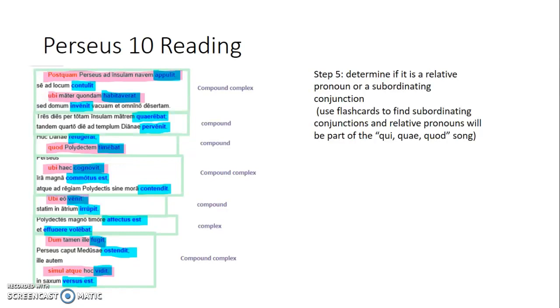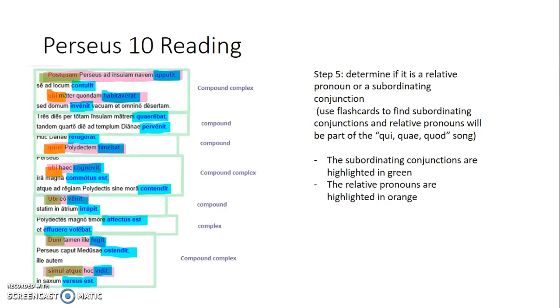Step 5. Determine if it is a relative pronoun or subordinated conjunction. You can use flashcards to find subordinated conjunctions, and relative pronouns will be part of a Quick Code song. A subordinated conjunction can also be a semicolon, so those are used in the text as well. Here I've highlighted my subordinating conjunctions in green, and my relative pronouns are highlighted in orange.